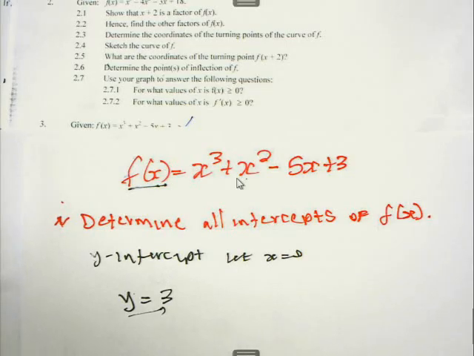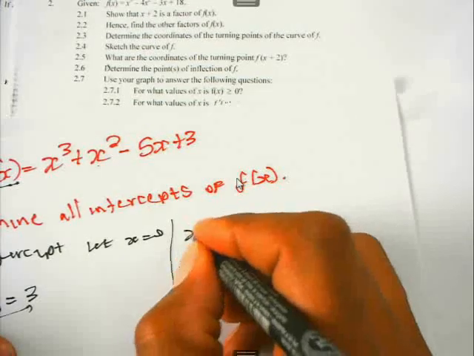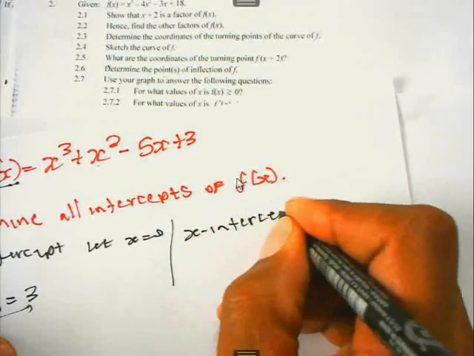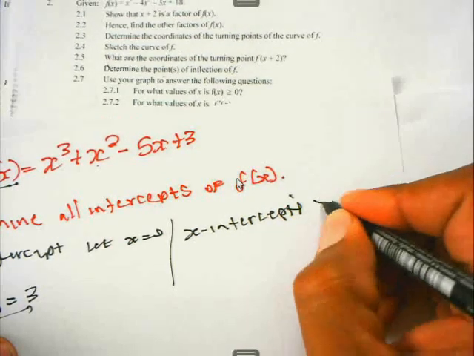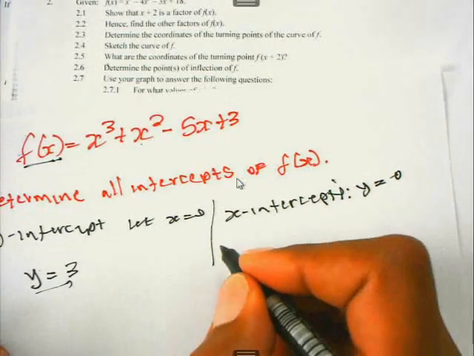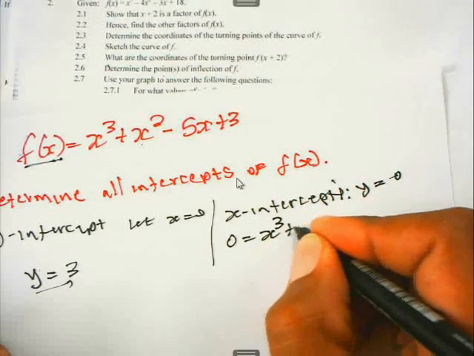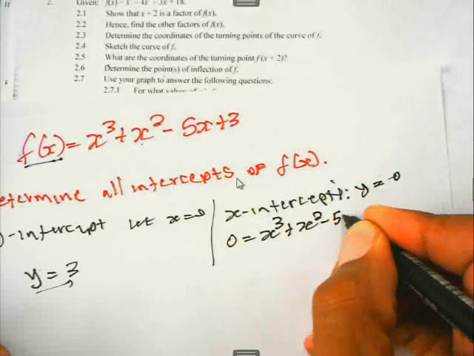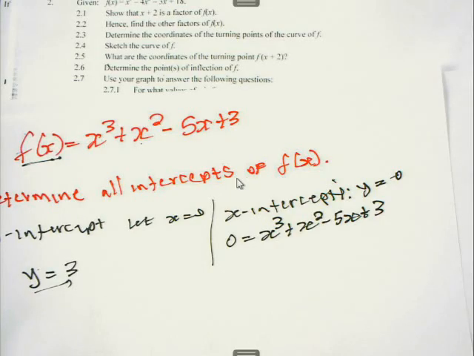Is that correct? Good. Now we must look for the x-intercept on the other side. What do you know with regard to the x-intercept? I know that y is supposed to be 0. Of course, here we have 0 equals x to the exponent of 3 plus x squared minus 5x plus 3. Right, that's what you have here. Can you see now you have a cubic equation, because one side is now 0.